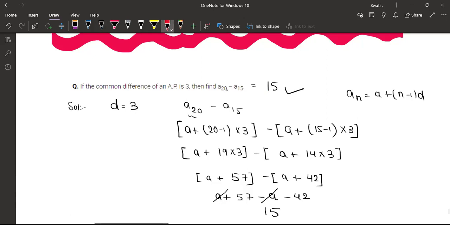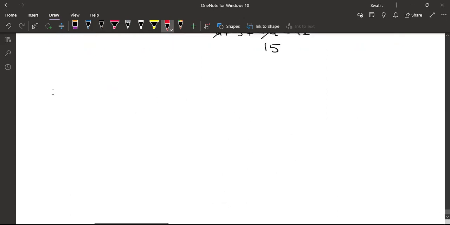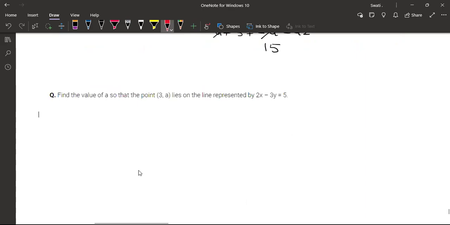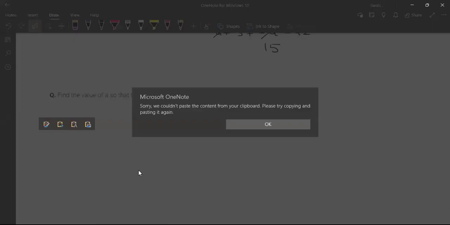Clear? Do you have any doubt in this or is it clear? It's clear. Okay, let's go to the next question. So here these are 1 mark questions, but still I'm explaining in detail so that you understand the concept also. The next question is, of course, the questions are going to be mixed. Okay.